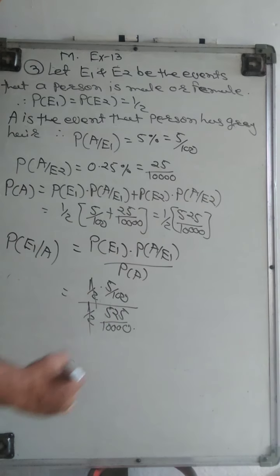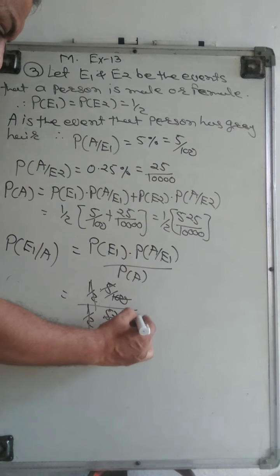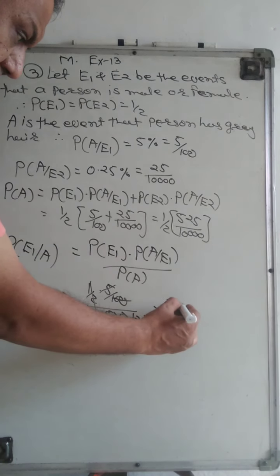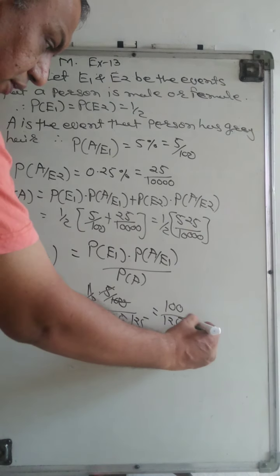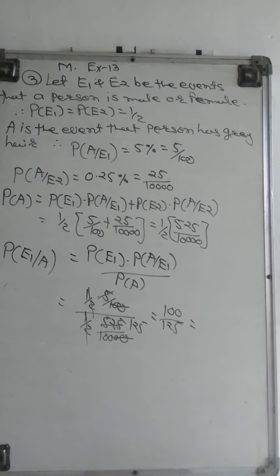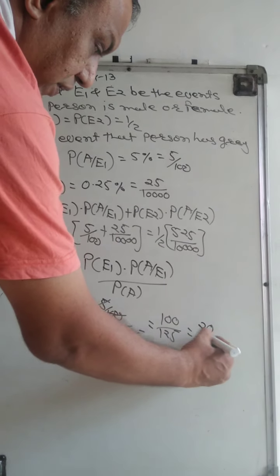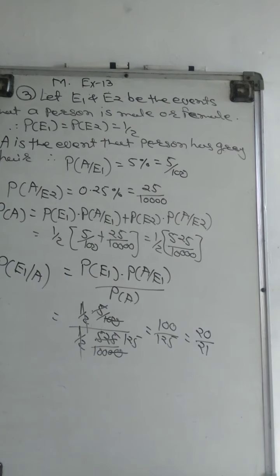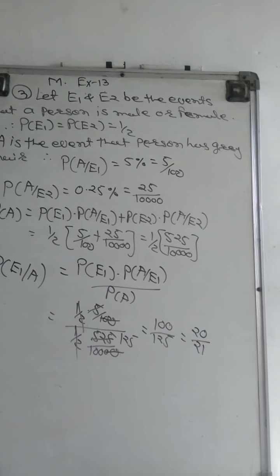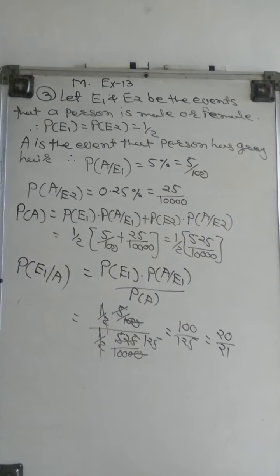This 1/2 is removed, these 2 zeros are removed, 5 and 125 is removed, 100 upon 125. Now 100 upon 125 has the answer 20/21, means we cut with 5, 20/21. So this is our probability that a person being selected having grey hair, then what is the probability that it is a male, right? So this way we can find our answer.